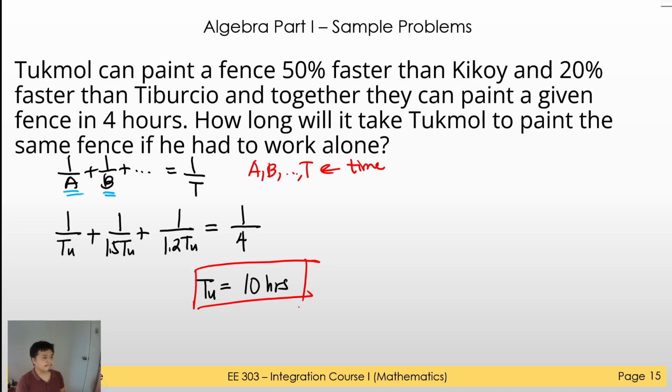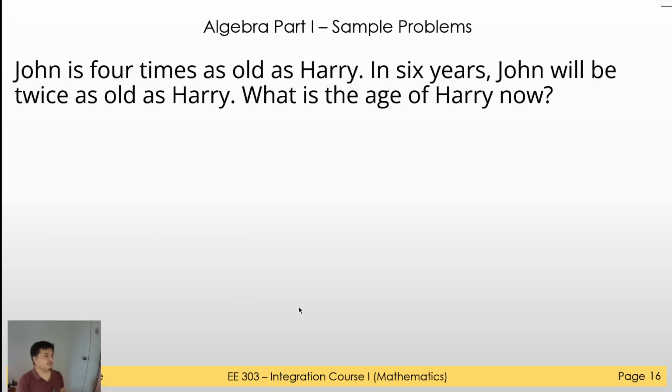Okay, moving on. So an age problem. John is 4 times as old as Harry. In 6 years, John will be twice as old as Harry. What is the age of Harry now? Okay, so let's imagine the scenario. John is 4 times as old as Harry presently, so this is the present time.